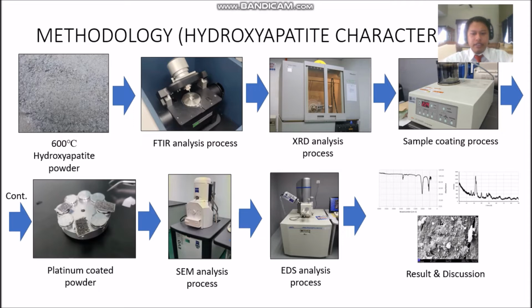Next, the powder sample is to be coated with platinum using a coating machine, which provides conductivity during scanning electron microscope, SEM, analysis. SEM will then evaluate the powder's morphology and microstructure. Lastly, using identical coated samples, energy dispersive X-ray spectroscopy (EDS) will identify the powder's chemical composition and compute its stoichiometric ratio. This analysis result is then connected and discussed to characterize its potential use in biomedical applications. So that is the basic principle of my project methodology.